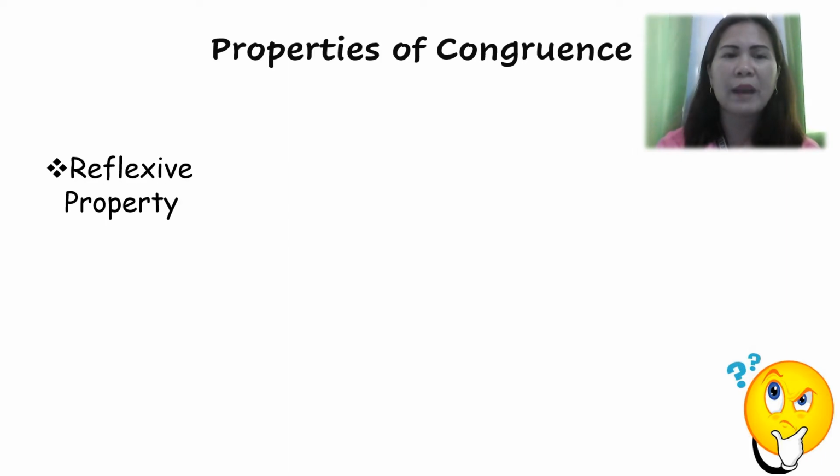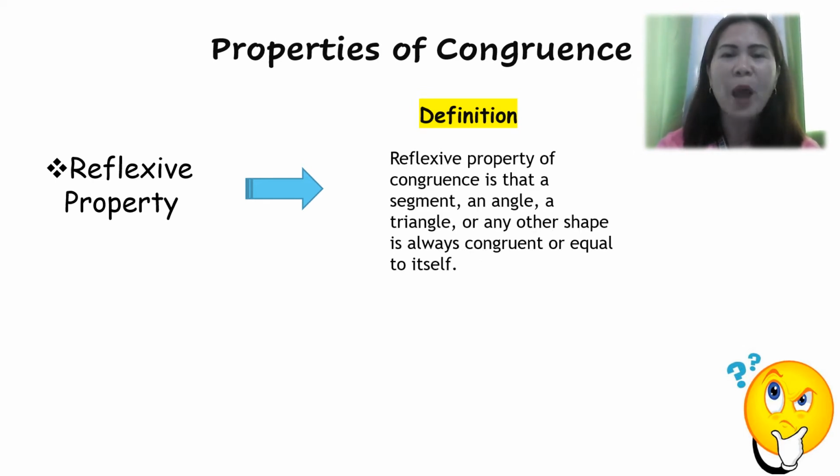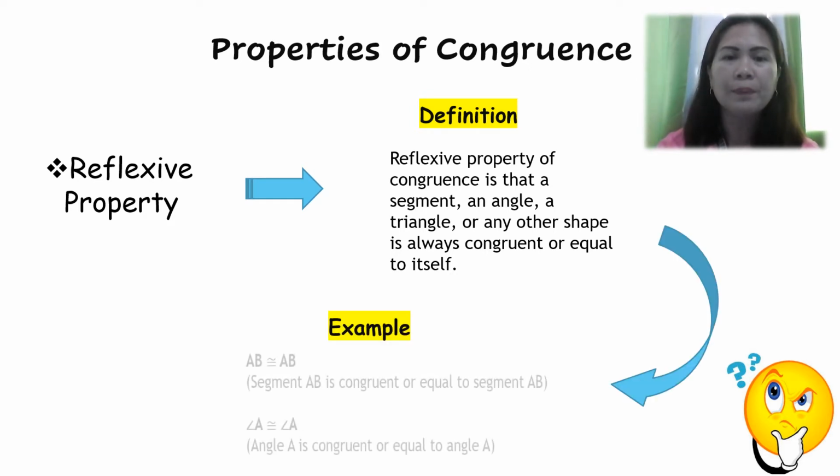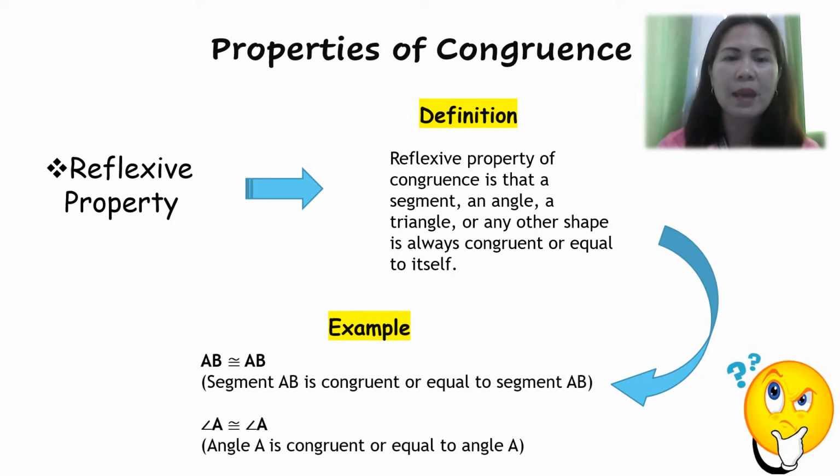What do you mean by reflexive property of congruence? So we have the definition. Reflexive property of congruence is that a segment, an angle, a triangle, or any other shape is always congruent or equal to itself. We have the example. Segment AB is congruent or equal to segment AB. Angle A is congruent or equal to angle A.